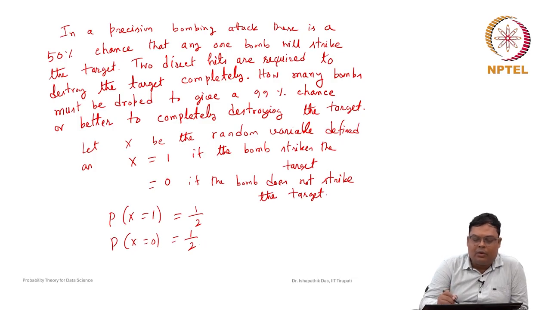Now, two direct hits are required to destroy the target completely. How many bombs must be dropped to give a 99% chance or better of completely destroying the target?